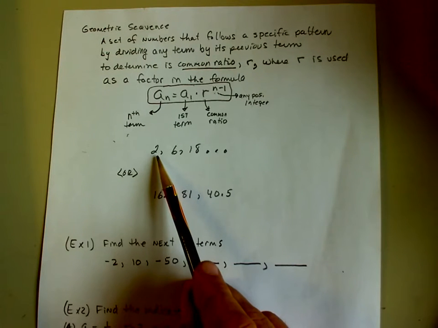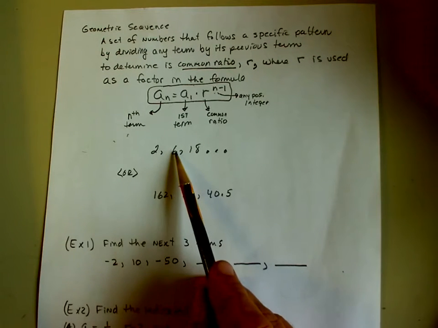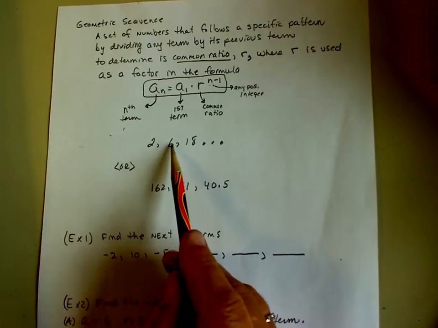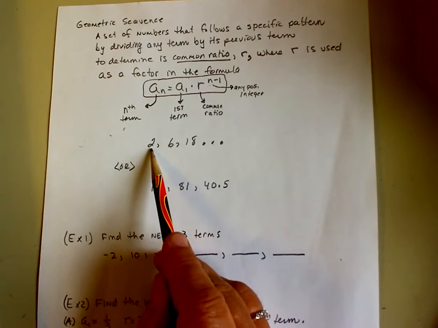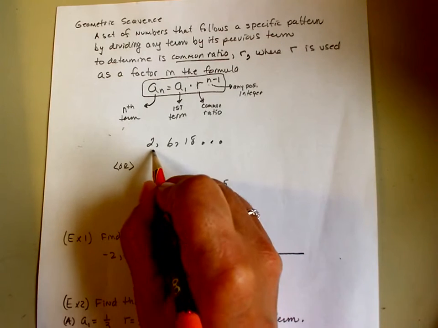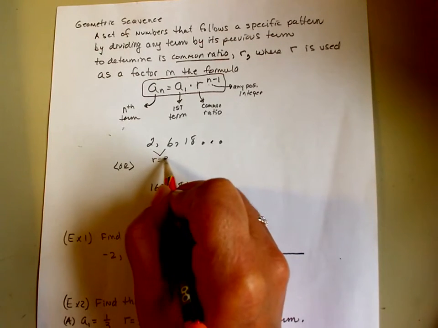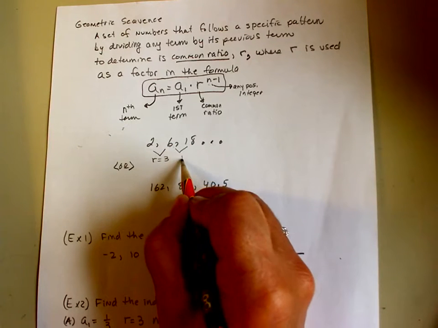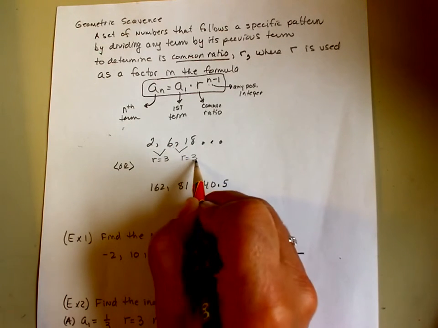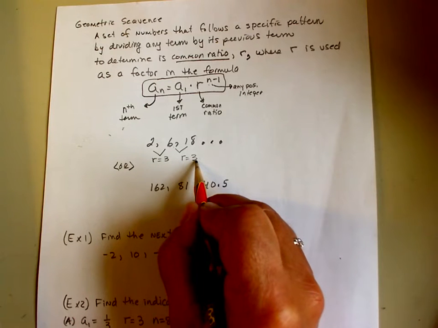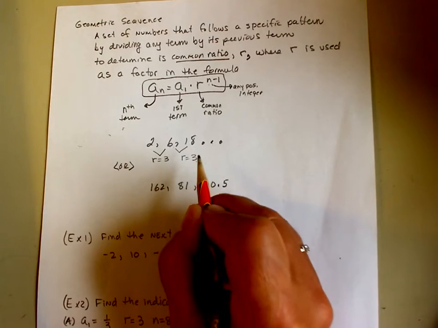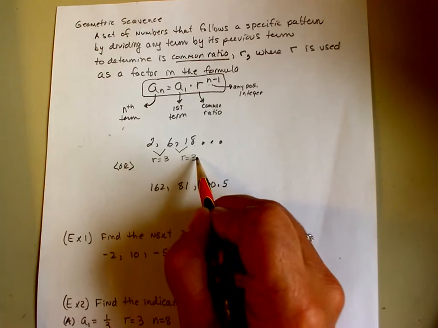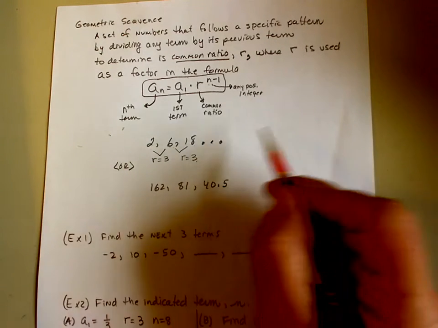If we look at the sequence of 2, 6, 18, it will follow a specific pattern. If we take 6 and divide it by 2, we get 3. So here r is equal to 3. 18 divided by 6, we get r equals 3. There's the common ratio of r equals 3. To follow this pattern, we will now take the term 18 and multiply it by 3 to get the successive terms after that.